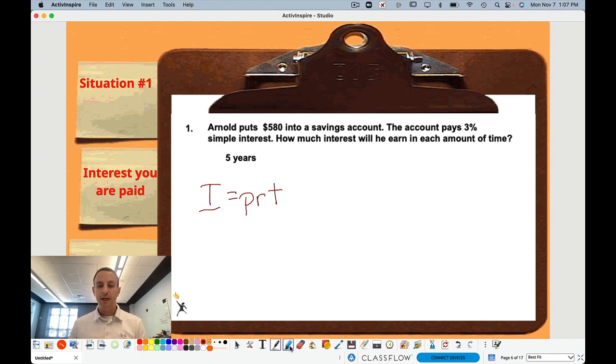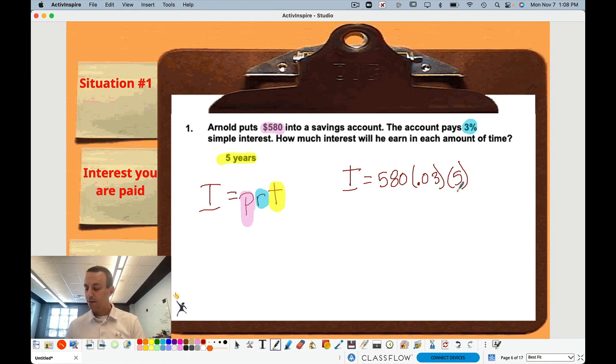So let's go through and highlight that information on paper. So we have $580 as my principal. So we'll put that in pink. We'll switch to blue for my interest rate. Okay, so there's my rate. And then finally, we'll go over here to this bright yellow for time. And again, it's in years. So we're going to just take a minute and use our substitution property and plug it in. So interest equals the principal of $580, times this interest rate, which we're going to turn to a decimal, 0.03, times 5. Okay, so take out your calculator and figure that out.